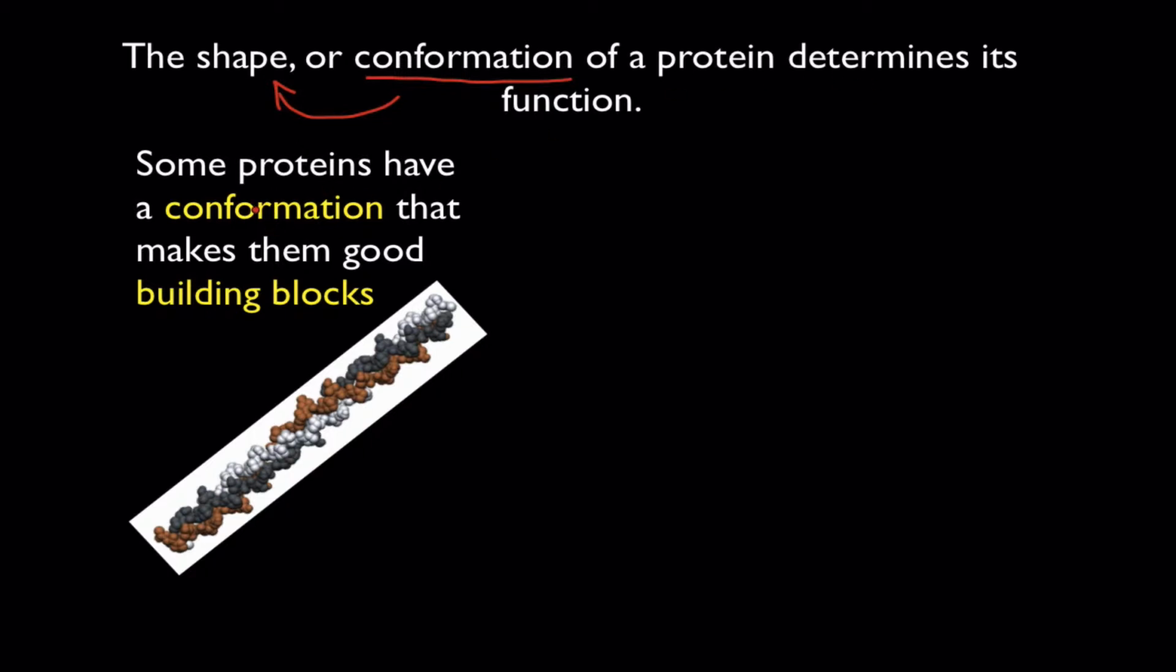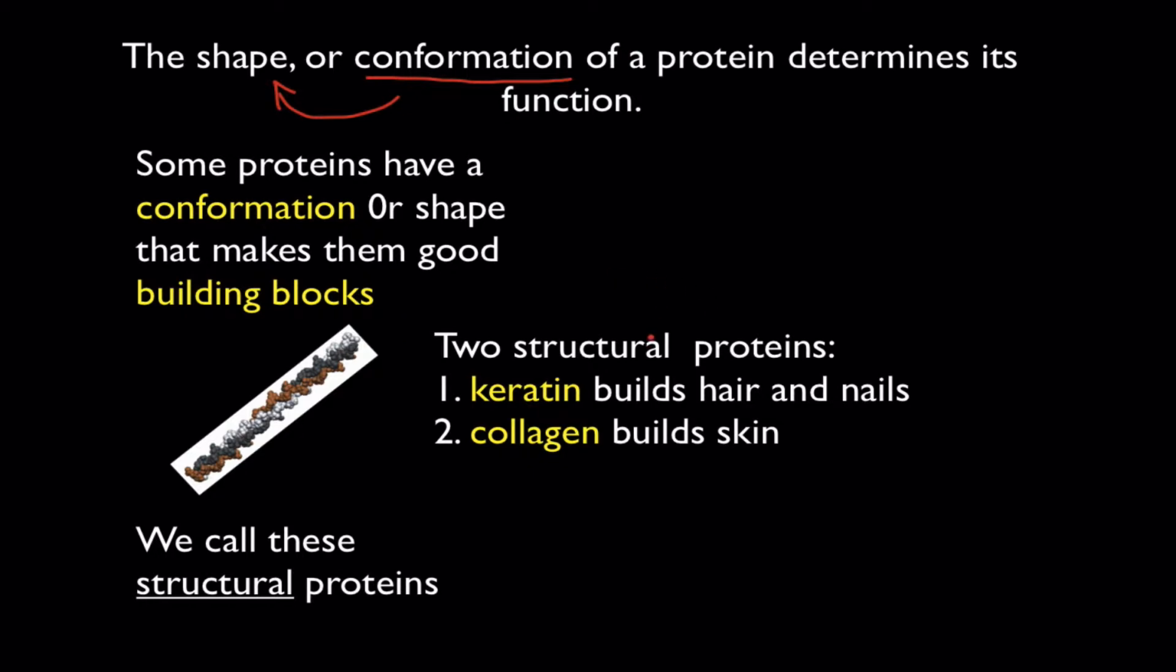So some proteins have a conformation or a shape that makes them very good at building stuff, okay? For example, here's a very common protein found in humans. It has a three-dimensional shape that's very long and very strandy shaped. This is a protein called keratin, which is used to build hair and fingernails.